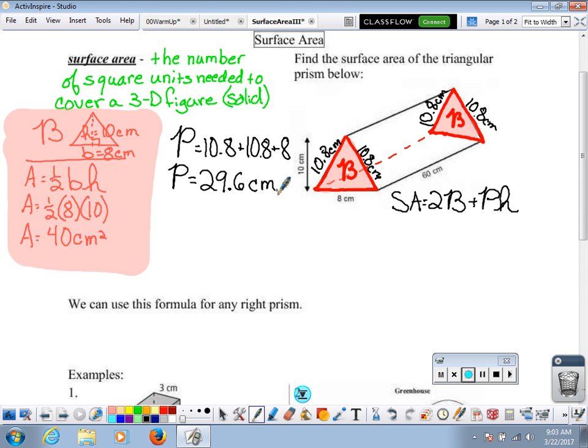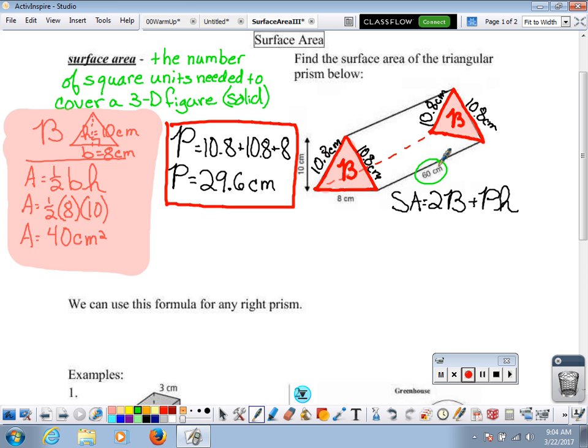So we have the area of one of those bases. We have the perimeter of one of those capital B bases. The only thing I need left for my formula is how far apart those capital B bases are. Well, how far apart are they?